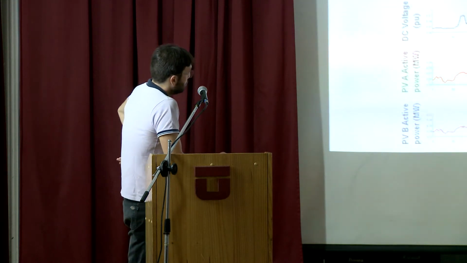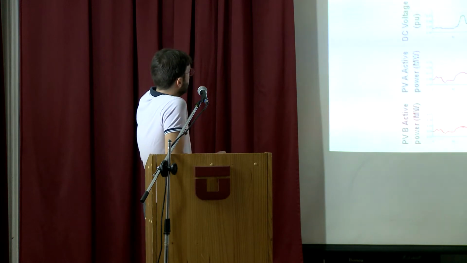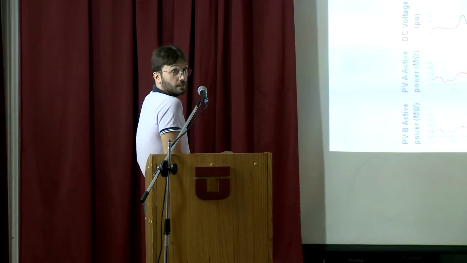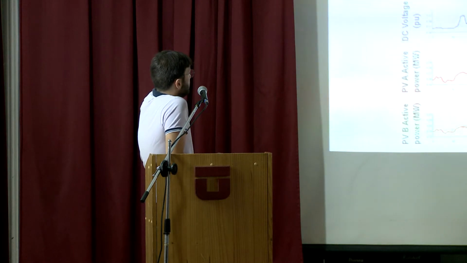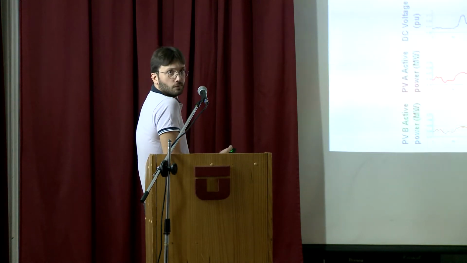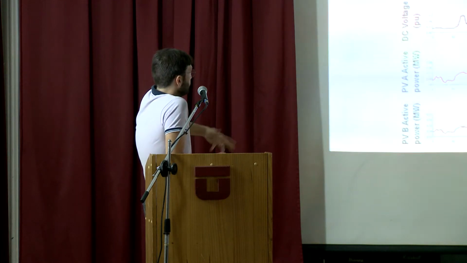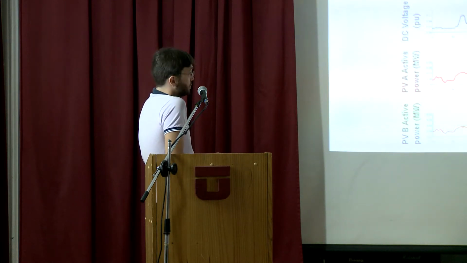So what does this graph mean? We have two cases, let's say 5 and 10 Hertz of bandwidth of the PLL. What we have to see is the power of the two photovoltaic generators. In the black line, we have some normal profile, let's say, meaning the variability of the photovoltaic generation.